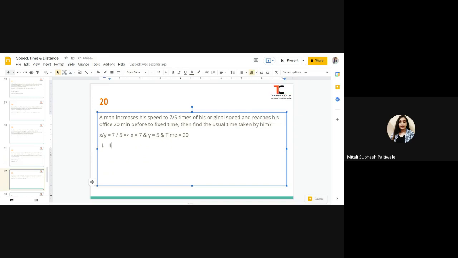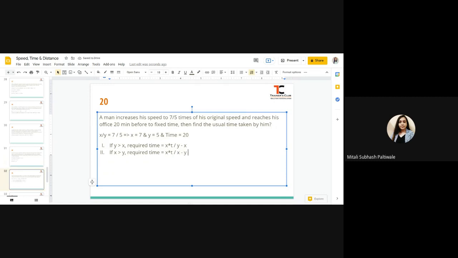In case one, if y is greater than x, then the required time will be equal to x into t by y minus x. And if x is greater than y, then the required time will be x into t by x minus y.